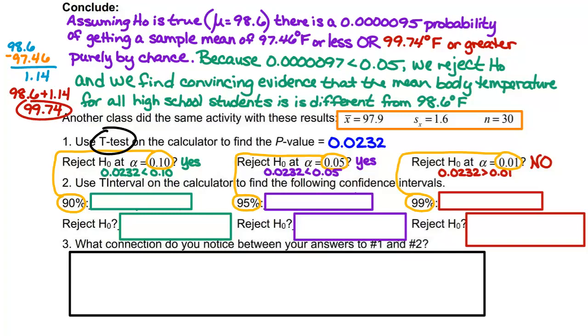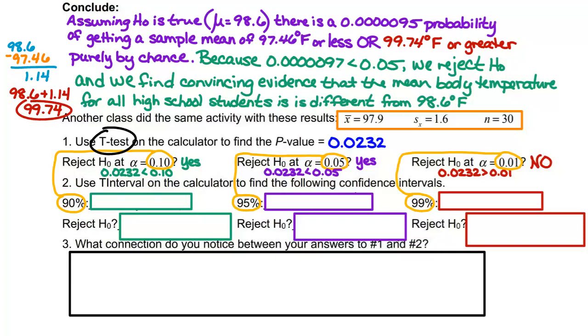Now I want you guys to use the t interval. It's still stat calculate. So stat, arrow over to calc. I don't want t-test this time. What do I want? What did it ask us to do on here? T intervals. So we're going to do option number 8, T interval. Because remember, all we have is the statistics. We're going to enter the statistics here.